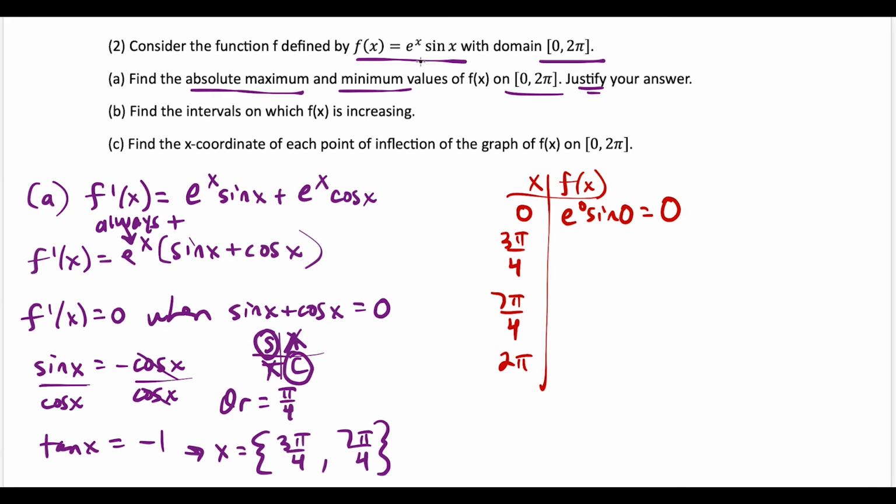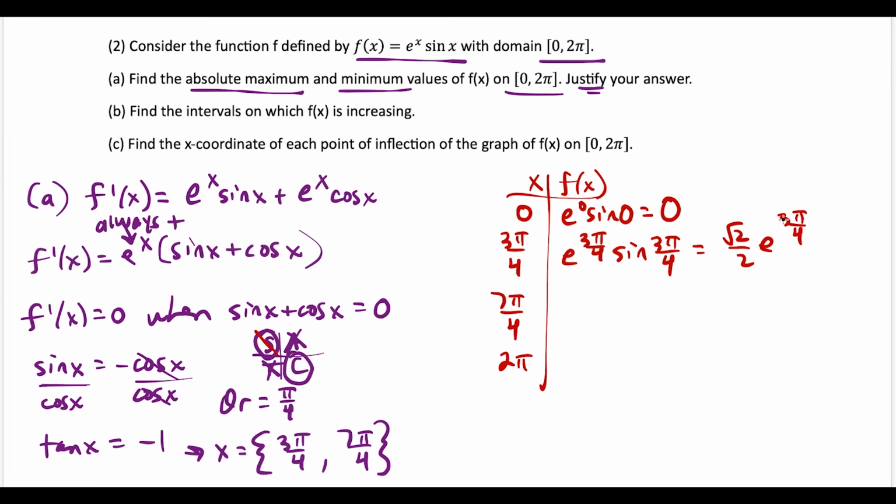And then next, if we plug in 3 pi over 4, we're going to have e to the 3 pi over 4, and then we have sine of 3 pi over 4. But be mindful here, sine of 3 pi over 4, well, remember, 3 pi over 4 was a quadrant 2 angle, and that's where sine is positive. And sine at pi over 4, the reference angle, is square root 2 over 2.